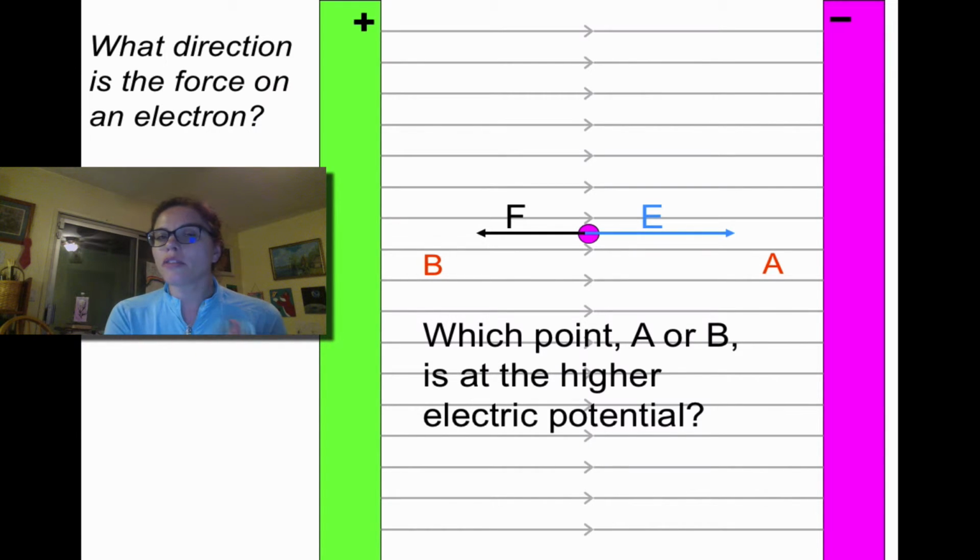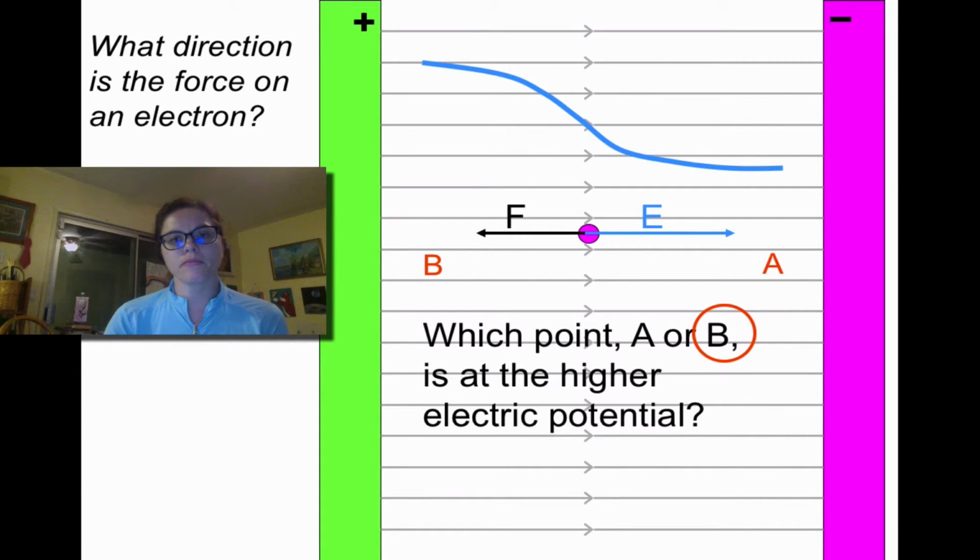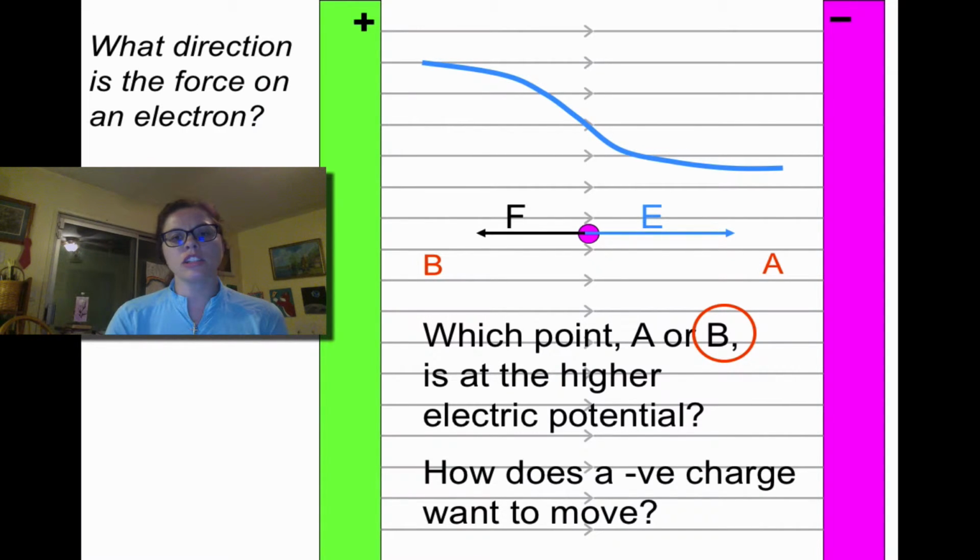Okay, so which point, A or B, is at the higher electric potential? Now, if you recall from what we talked about in class, the higher electric potential is always, always, always closer to the positive source charge. Electrons always want to go towards the higher potential, or uphill. If we think of higher potential as being uphill, electrons want to go uphill.